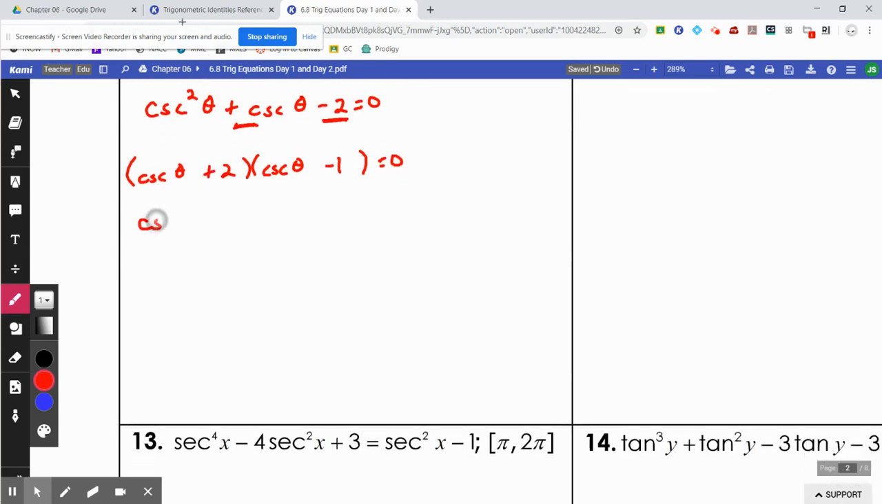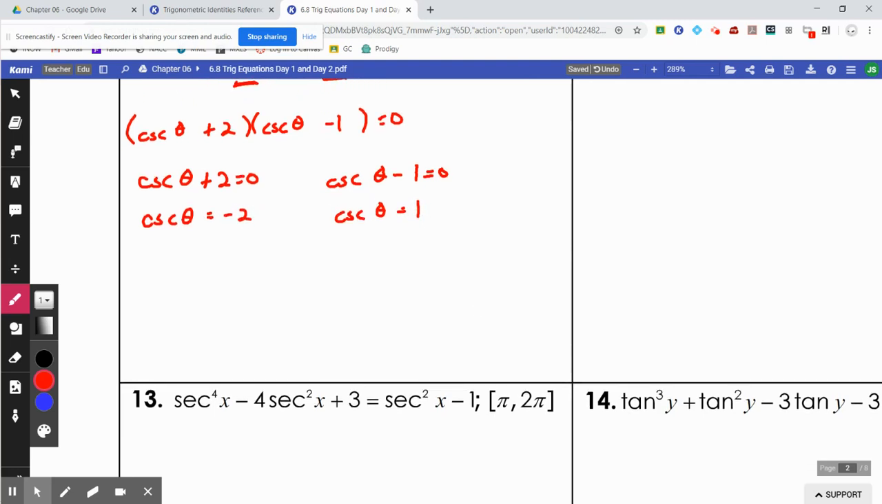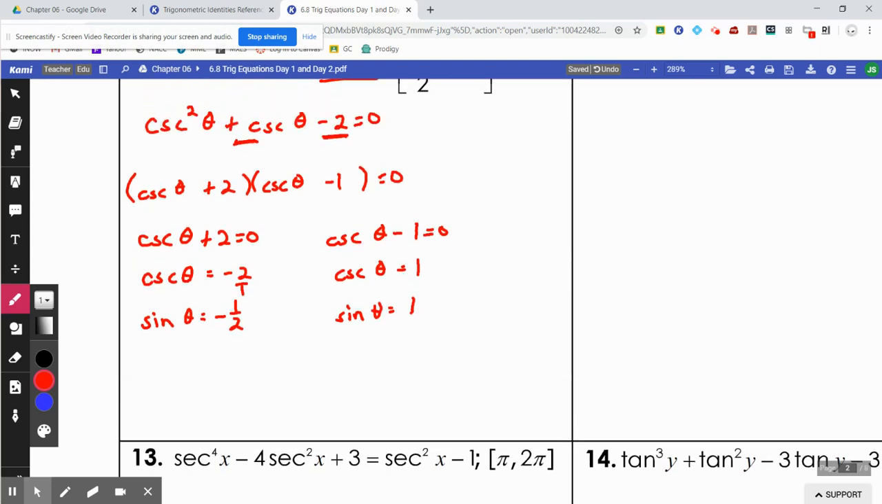Set each factor equal to 0. Cosecant theta plus 2 is equal to 0. Cosecant theta minus 1 is equal to 0. Move your constants over so you get the cosecant of theta is negative 2 and the cosecant of theta is positive 1. Again, we're not comfortable working with cosecant, so let's change them both to sines. The sine of theta is the reciprocal of negative 2 over 1, which would be negative 1/2, or the sine of theta is equal to 1 over 1.